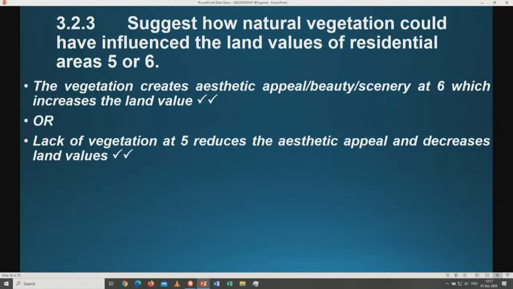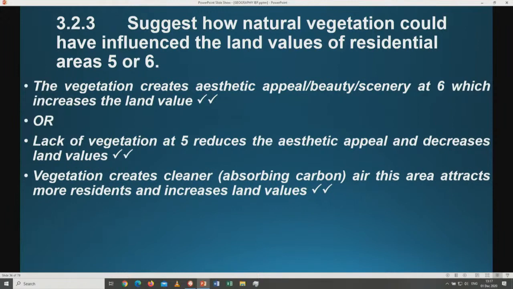So us as geographers, we know that trees are very important. That is why even when you look at land value issues, the trees will influence the land value. If there are more trees in the area, the land value would be high. The importance of vegetation now is that vegetation creates cleaner air because the trees absorb carbon. So vegetation creates cleaner air. This area attracts more residents and increases the land value.